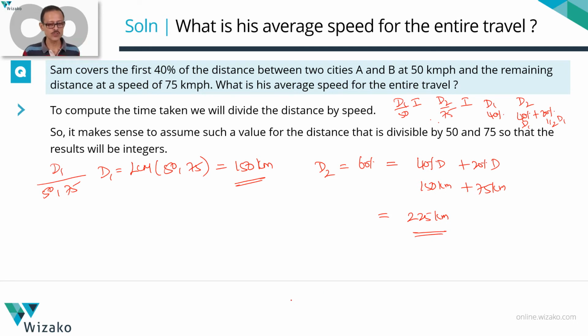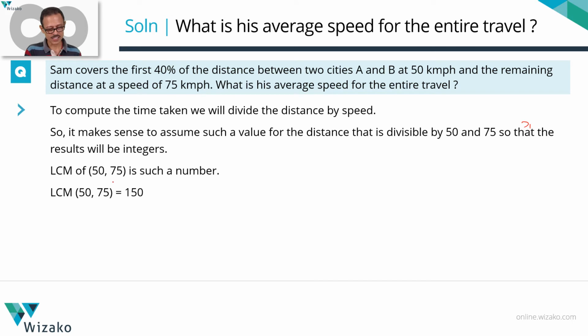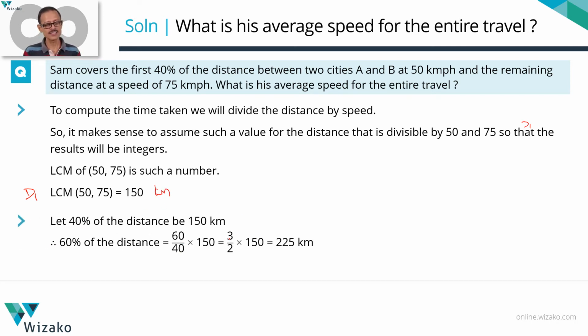Let's summarize up till this point in a printed form and then plug it into a table and find the answer. From this point forward, it's exactly 20 seconds to get to the answer. So I'm assuming such a number which will make calculations easy. What will make calculations easy? Picking the first part of the journey, D1, to be the LCM, which is a lower part, 40% is smaller than 60%. So that is equal to 150 kilometers. So the second part is 60%, which is nothing but 1.5 times this 150. Therefore, that's equal to 225 kilometers.